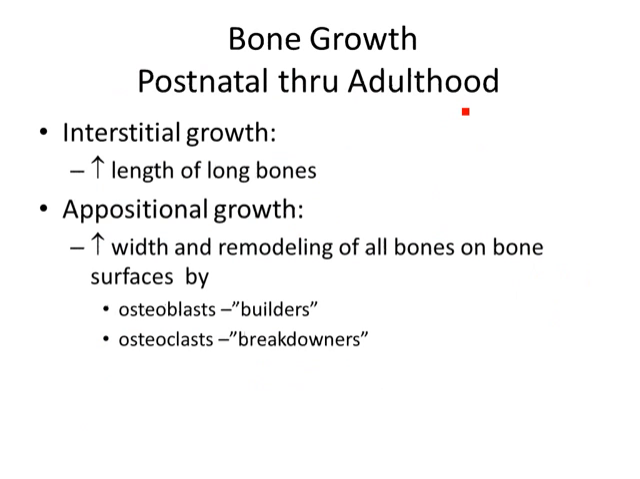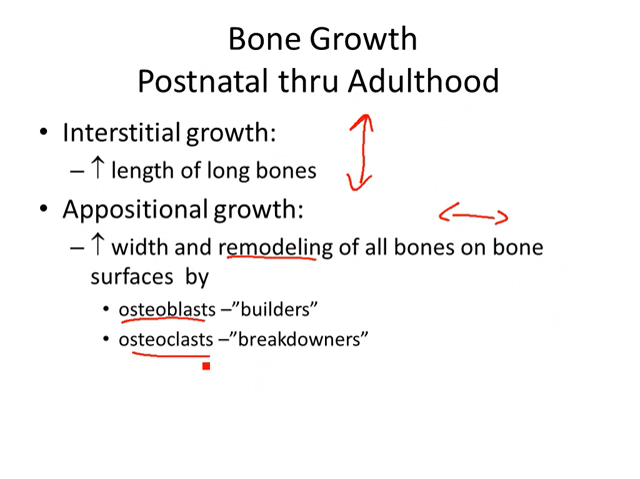Once you've laid down the bone, it can then grow either long, which is called interstitial growth, which means you're making the bones longer, or appositional growth, which means you can make the bones wider or change their shape. When you're remodeling the bone, you use both osteoblasts and osteoclasts. Remember, the osteoblasts build the bone, the osteoclasts break down the bone.